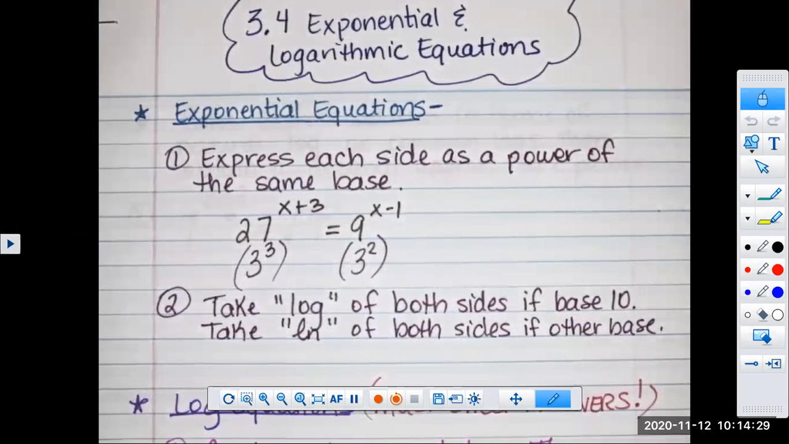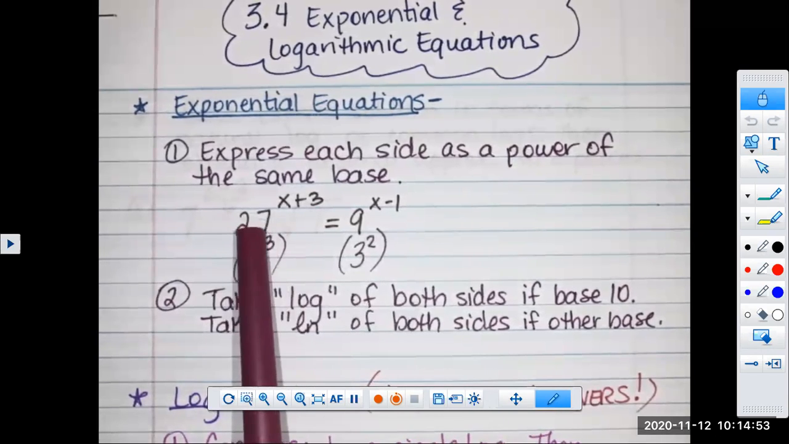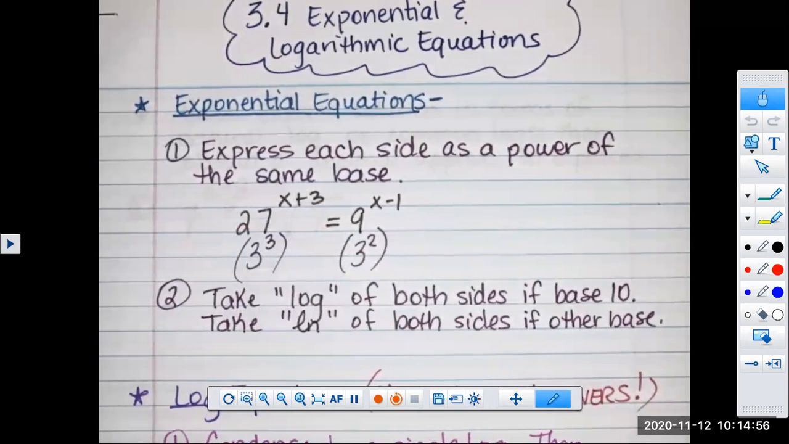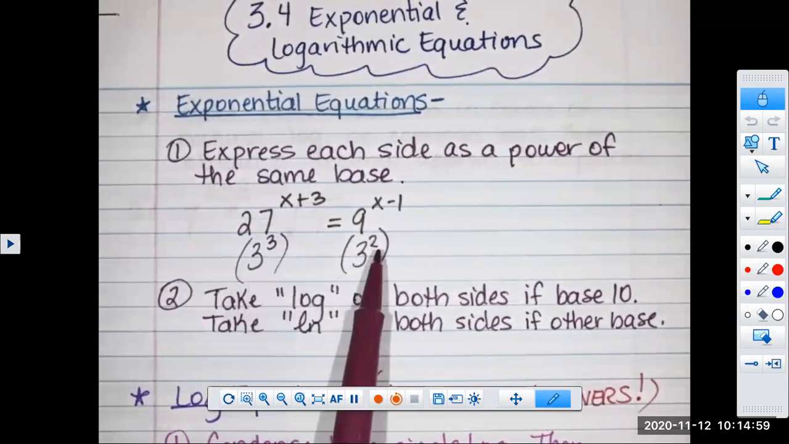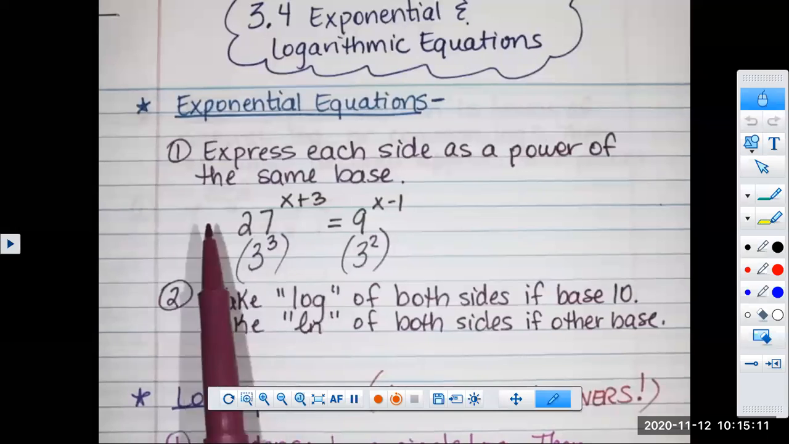All right, in 3.4, solving exponential and logarithmic equations. For the exponential equations, what you want to look for is whether you can express both sides as a power of the same base. For example, you have 27 to the x plus 3 equals 9 to the x minus 1. You can rewrite 27 and 9 as powers of 3. That's going to be your easiest way for exponential equations if you can do that.